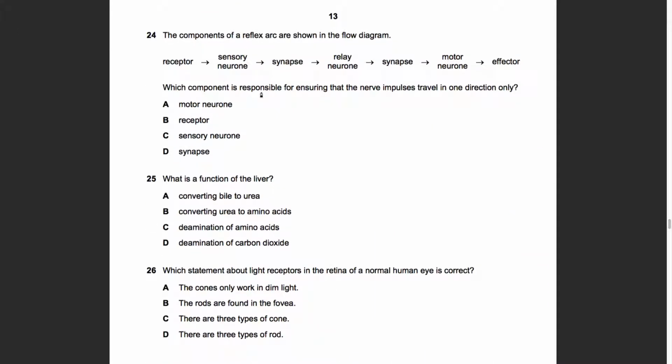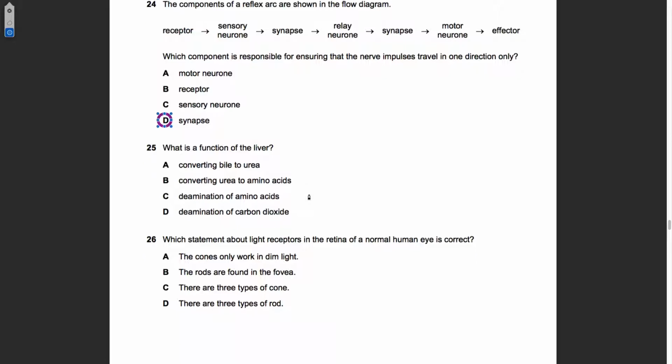24. The components of a reflex arc are shown in the flow diagram. Which component is responsible for ensuring that the nerve impulses travel in one direction only? Again, not the best question really, because nearly all of it is responsible for allowing the nerve impulse to go in one direction. But I'm imagining CIE want you to pick synapse, okay? The synapse, because neurotransmitter is only released on one side of the synapse and the receptors are only on the far side, it can only go in one direction. So the answer is synapse.